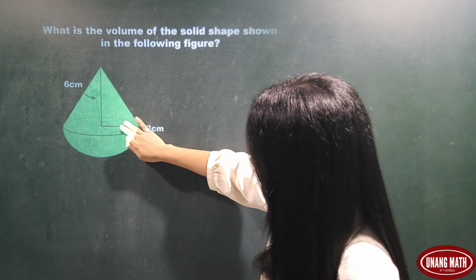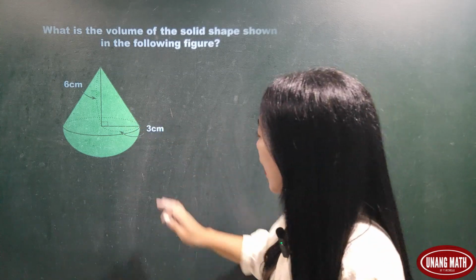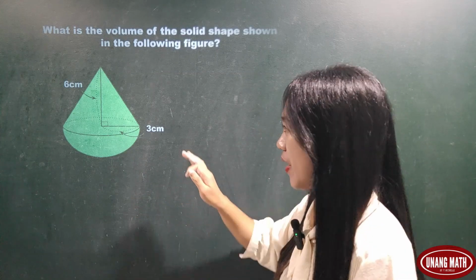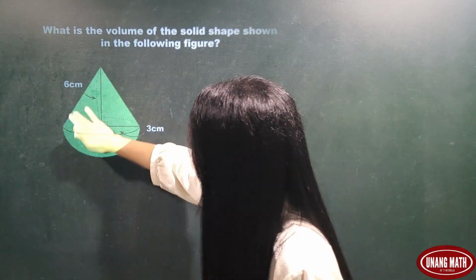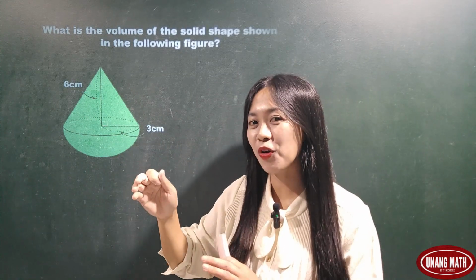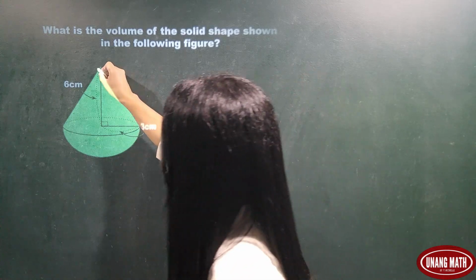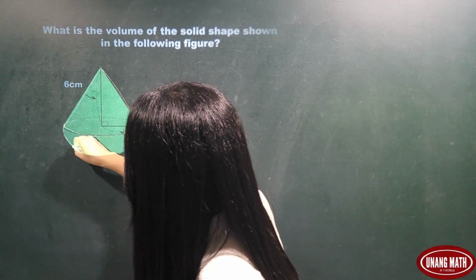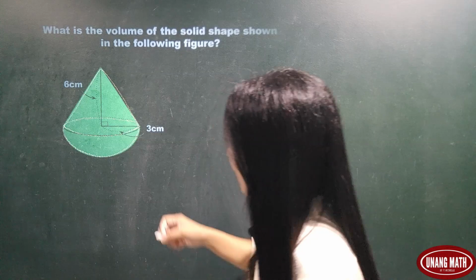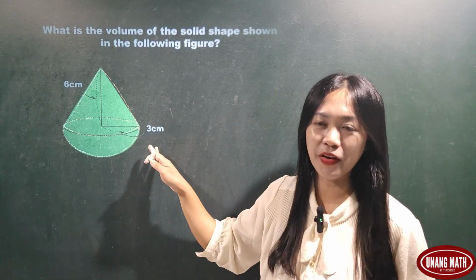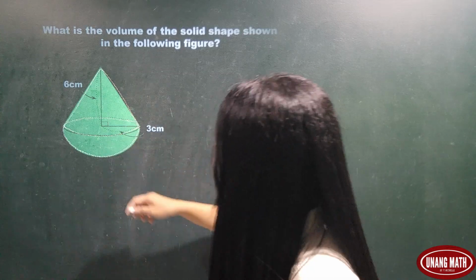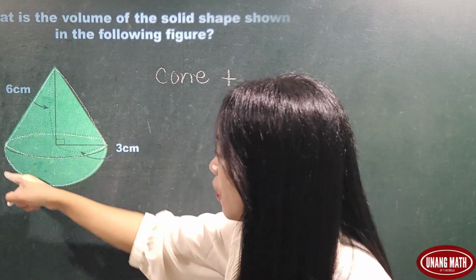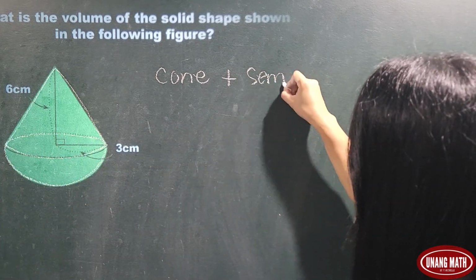If you take a look at this solid shape, this shape can be cut into two different shapes. And to find the volume of this shape, we have to get the volume of each figure. The first figure here is a cone, and another one is a semi-sphere or half of a sphere. So to find the volume of this figure, first we have to get the volume of a cone plus the volume of this semi-sphere.